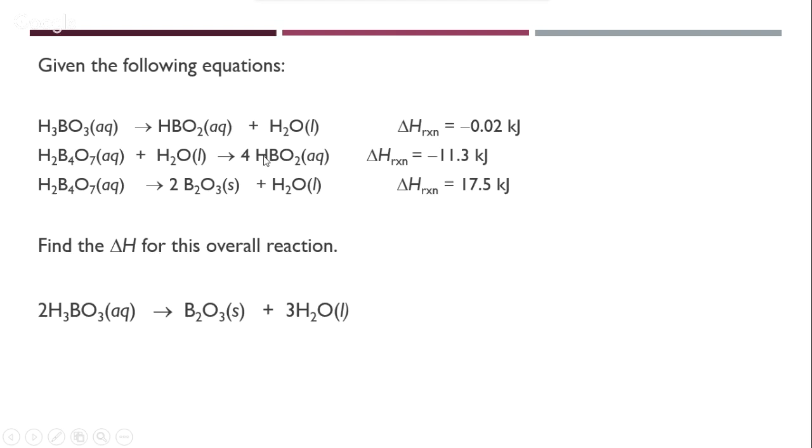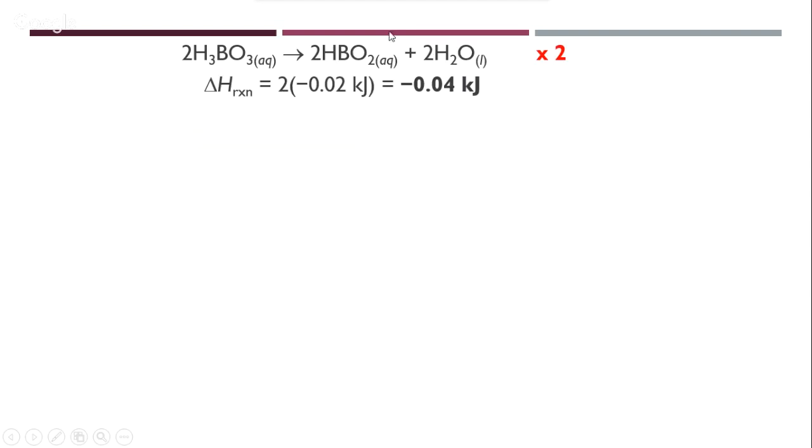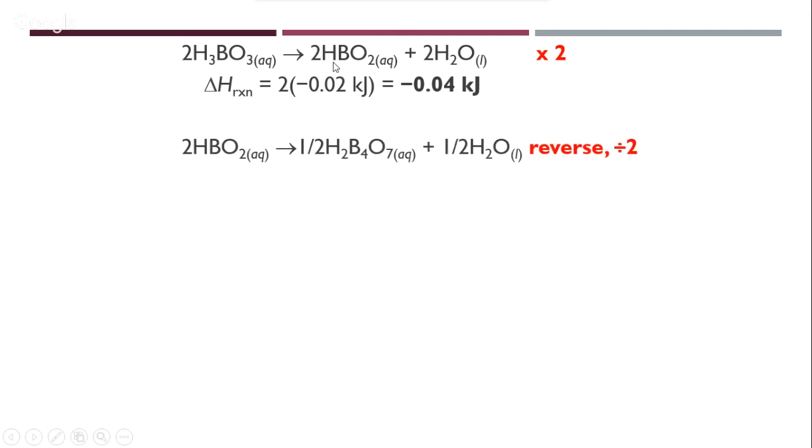At the same time, I'm also dividing it by 2 because I need twice HBO2 to be cancelled out. This twice HBO2 has to be cancelled out. So reverse the reaction and then divide by 2. Because I reversed, 11.3 becomes positive 11.3. Please note it has become positive 11.3, and it has also got divided by 2 because I divided the reaction by 2. The entire energy was divided by 2.